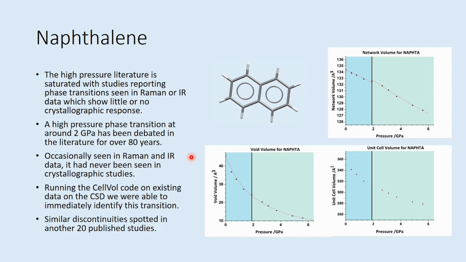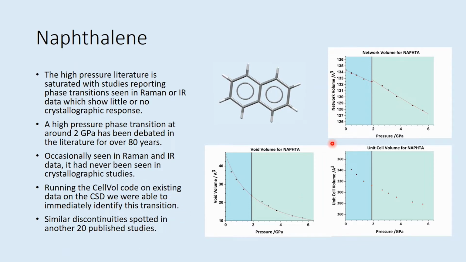But when we run the CellVol code, as you can see up here, this is our network volume, our occupied space within the crystal structure, and our void space within the crystal structure down here. You can see that we get quite a clear change in gradient at this reported transition range. And we have a very clear bulk modulus change of about 20 GPa at this transition. So we can see how this comes out immediately from the study. We could run this CellVol code in about 20 minutes for all the pressures, and it shows how it's quite a cool method, I think. But within our paper, we also spotted similar discontinuities in 20 other published studies.